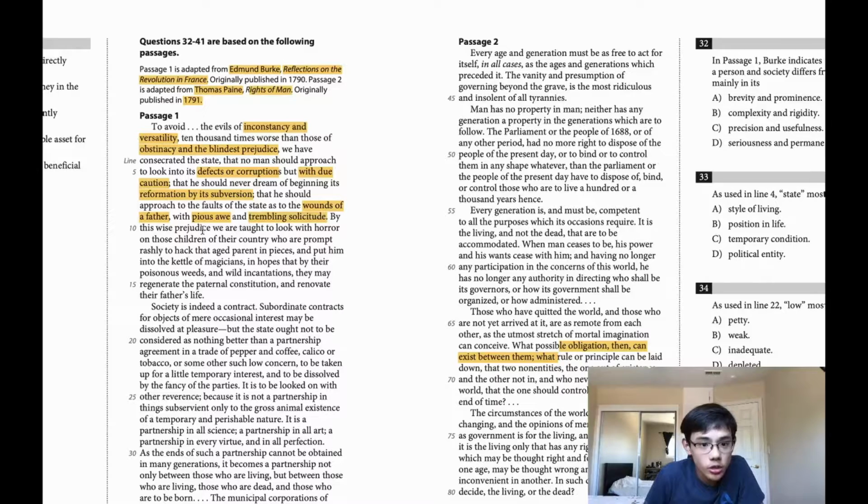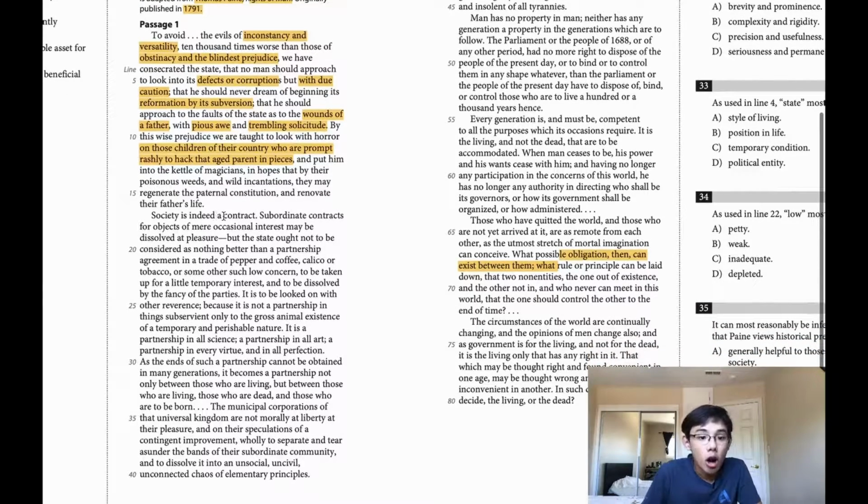By this wise prejudice, we are taught to look with horror on those children of their country who are prompt rashly to hack that aged parent in pieces. So the author is convincing the reader to look down on, to take offense against, those who are inspiring change by destroying everything in their sight, and put him into the kettle of magicians in hopes that by their poisonous weeds and wild incantations they may regenerate the paternal constitution and renovate their father's life.